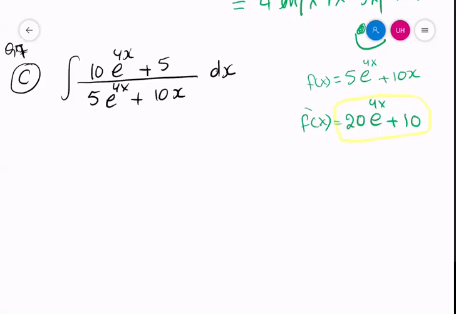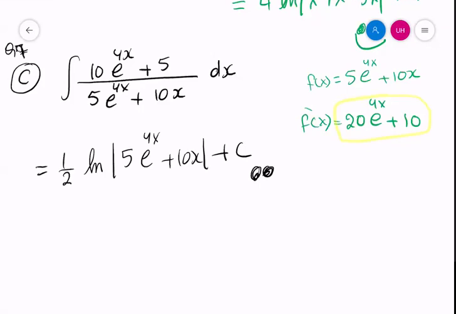Do I have something like that at the top? I have half of it. Instead of 20, I have 10. Instead of the 10, I have 5. So basically, I can say this is half ln of the denominator. You with me with this step? So in this case, we will say it is half ln of 5e to the power 4x plus 10x plus c, and that's it. Any question about this?